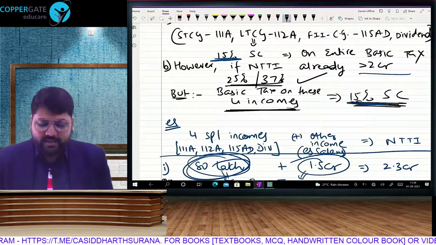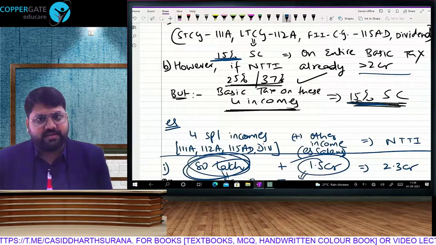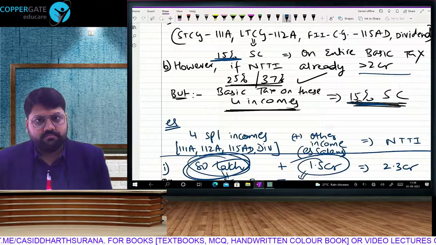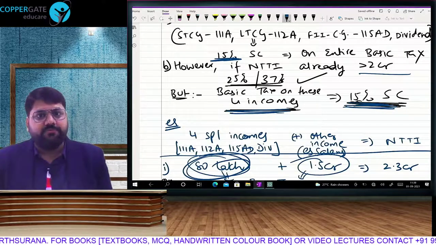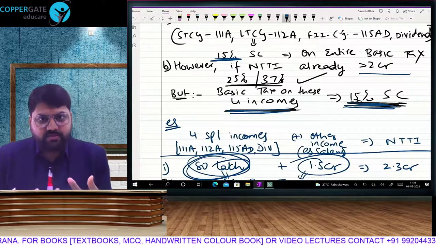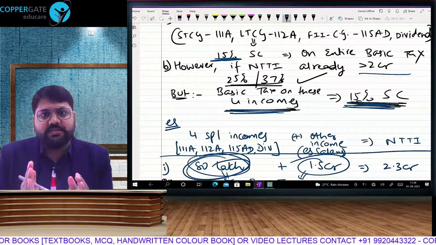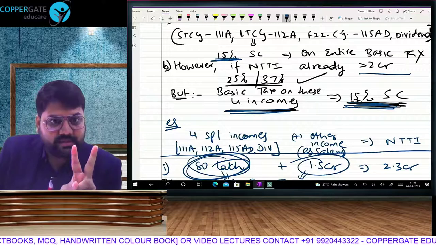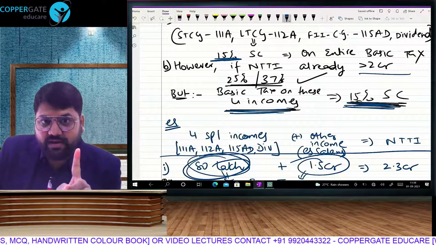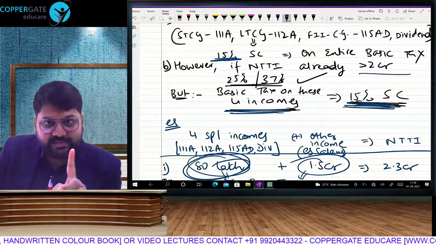If your NTTI has crossed 2 crore, will 25 and 37 come? Yes. But on these 4 incomes, it will always be 15. So what we mean to say is that these 4 special incomes will never have 25 and 37. Listen, I am saying 2 lines. These 4 special incomes will never have 25 and 37. 15 is the highest surcharge.